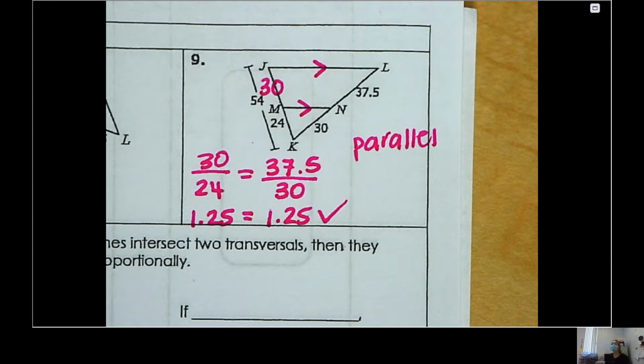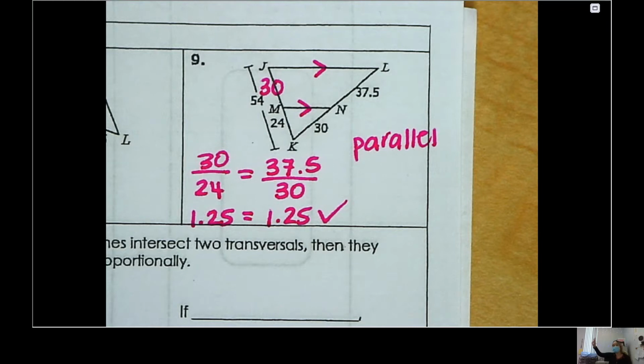All right, show me with your thumbs. Are they parallel or not parallel? What'd you get? Yes or no? Got some no's, got some yeses, got some nothings. So it should be yes. Parallel. 30 over 24 is equal to 37.5 over 30, or you could have flipped it the other way.